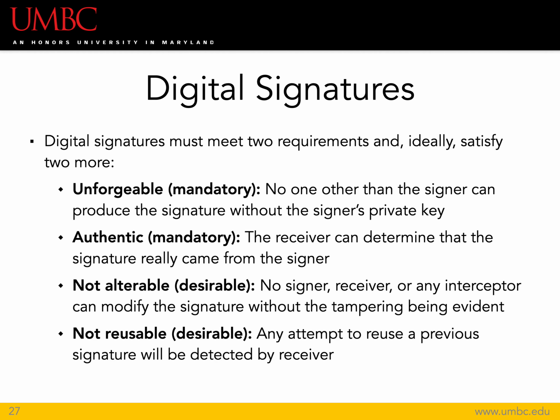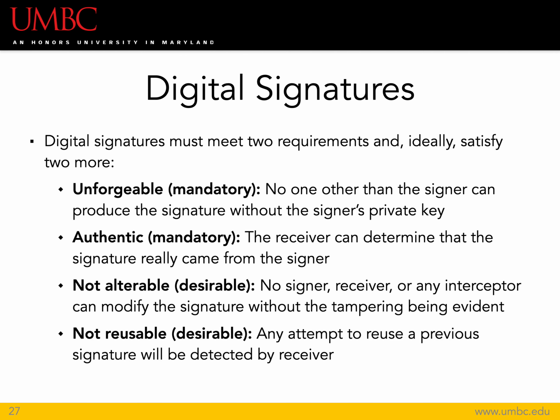Okay, so what do we use a digital signature for? Well, there are basically two requirements that you desperately have to have, and then two requirements that you'd really, really like to have. So the mandatory ones are the top two. It has to be unforgeable, meaning that nobody else can produce this signature, right? You have to have the signer's private key.